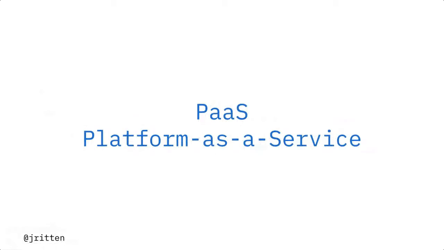So the next deployment model we're going to look at is platform as a service. So platform as a service, or PaaS, is a cloud computing model that provides customers a complete platform. So that includes the hardware, the software, and the infrastructure for developing, running, and managing applications without the cost, complexity, or inflexibility of building and maintaining that platform on premises.